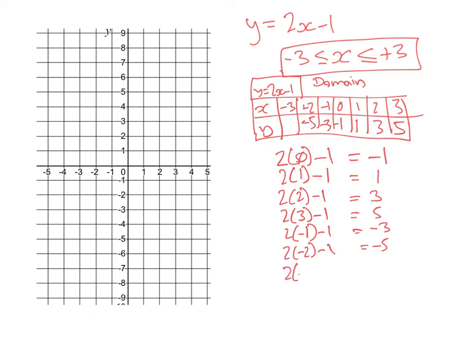And then 2 times negative 3, take away 1. Well, that's 2 times negative 3 is negative 6, take away 1 is negative 7. So if you're happy to do that, that's fine. But there is a little trick you can use here. And it only works because they're straight line graphs.